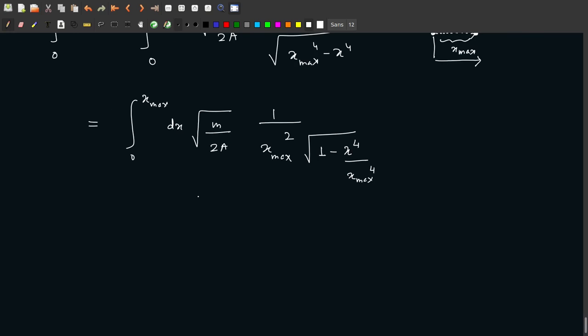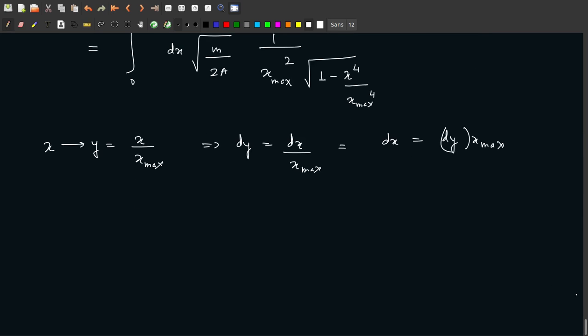Now we just do a change of variables. We go from x to y, where y is equal to x by x max. So obviously dy is equal to dx by x max, and so dx is equal to dy times x max. So your x is actually equal to y times x max.